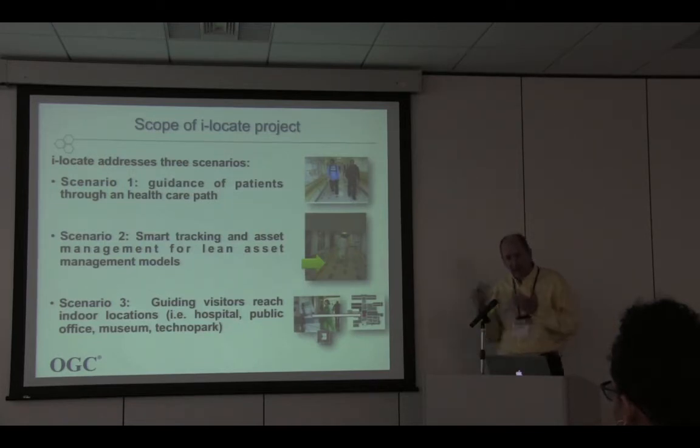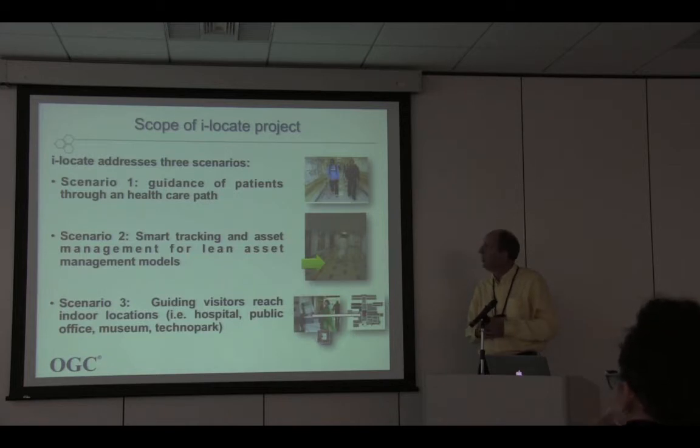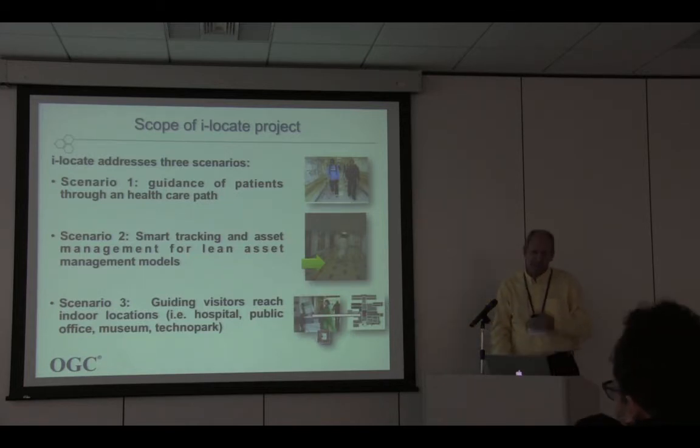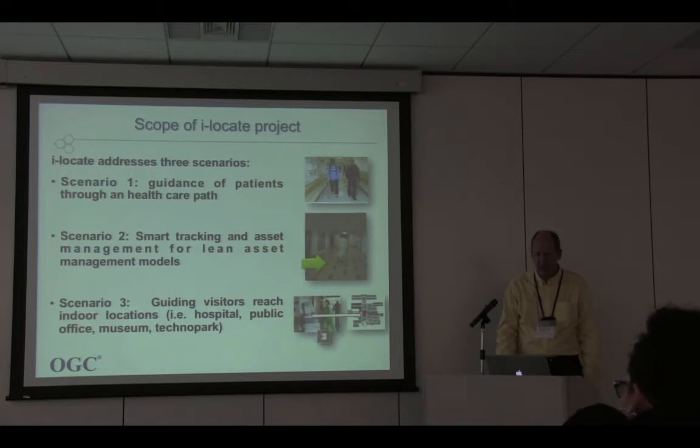They're aiming at 3 scenarios. This is the hospital one that I mentioned. And not all of their applications, but many of them are focused on hospitals and health facilities. It could be like an elderly care facility, I know is one of them. So scenario 1, guidance of patients through a healthcare path. Tracking of assets is scenario 2, and guiding visitors to reach indoor locations. Actually, there's a better list there. Hospital, public office, museum, technopark. They've got like 35 different locations. They're going to deploy this pilot technology within the single project that has a bunch of members of the iLocate consortium funded out of FP7.